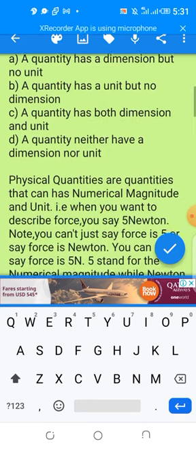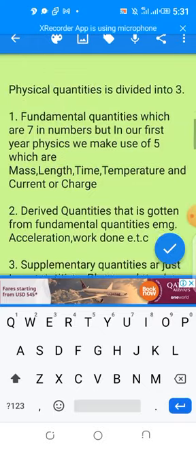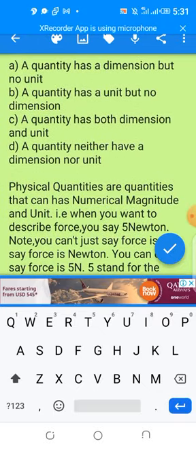Look at what I said. I said supplementary angles have unit but no dimension. So it's basically correct. It's not false. A quantity has unit but no dimension. So it's only supplementary angles that have unit but don't have dimension. So B is correct.